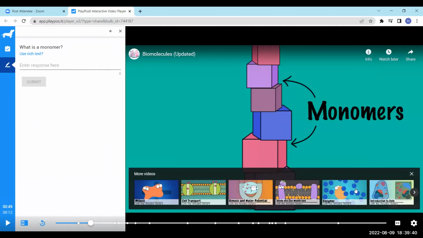What is the monomer? Can you repeat the word, please? Can you repeat the expression? Monomer. Can you guess what is meant by monomer? Building units. Excellent. Building units, so will it be the small units or the big units?